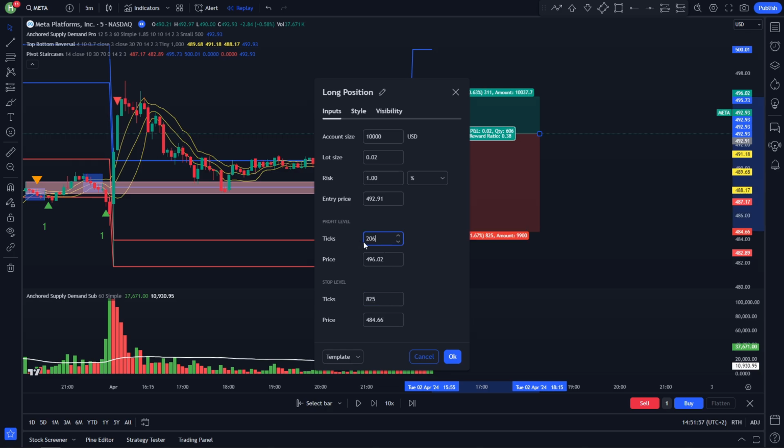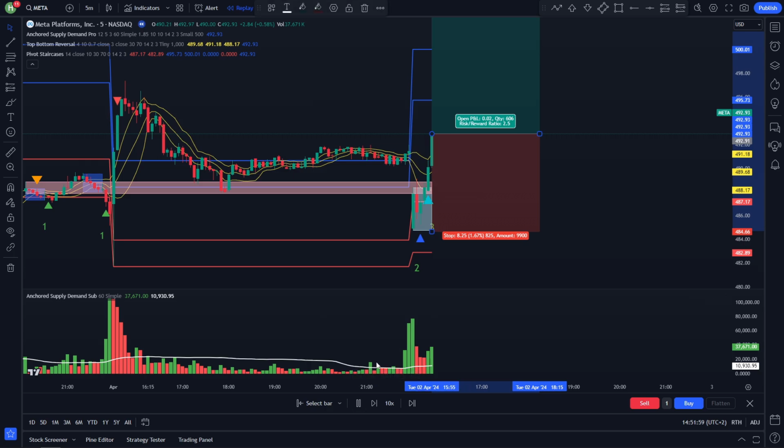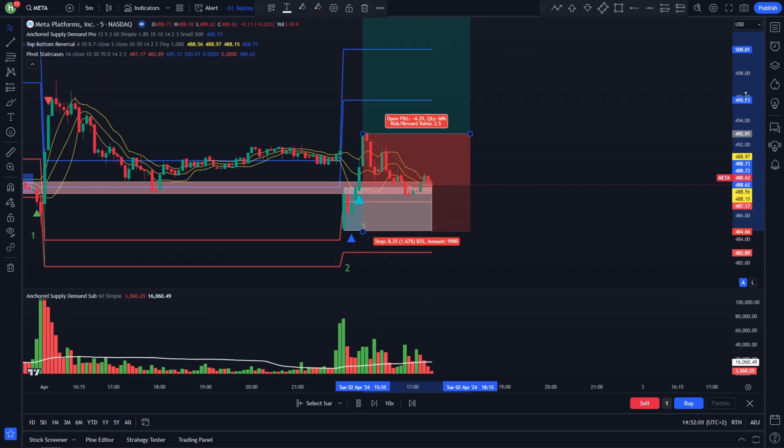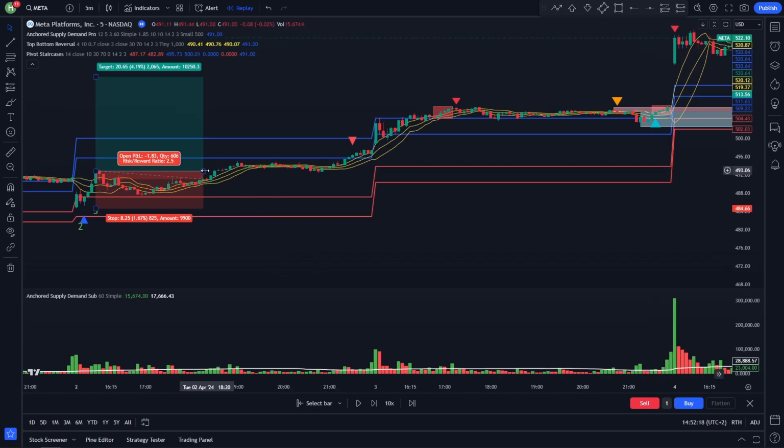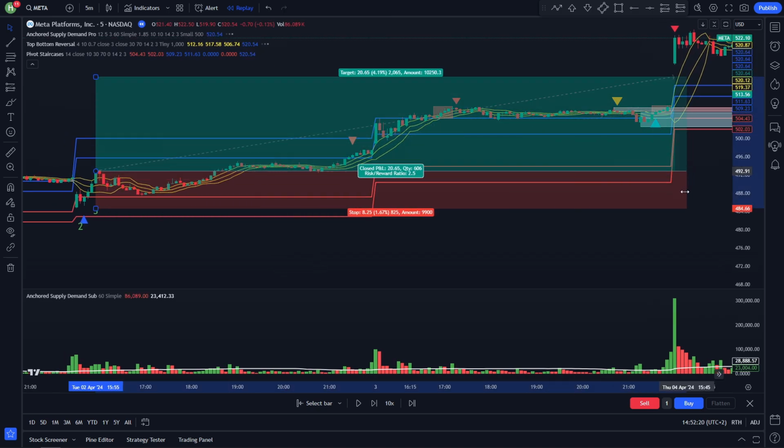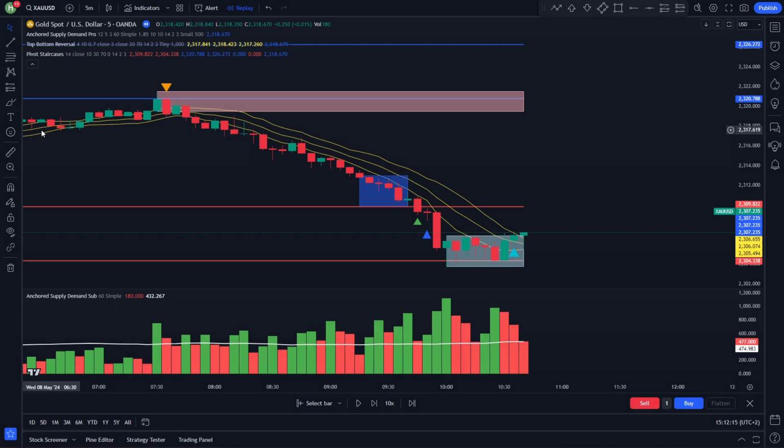All of these different alerts that we use for the strategy can be set up via alerts, meaning you don't have to sit in front of the charts and wait for them to happen. Next, let's explore our last trade example.